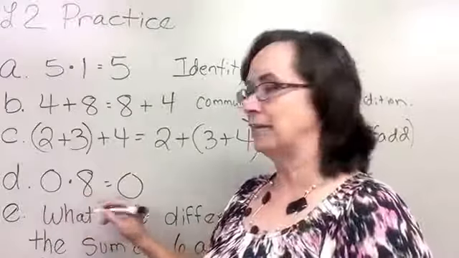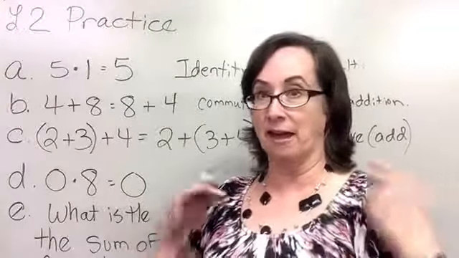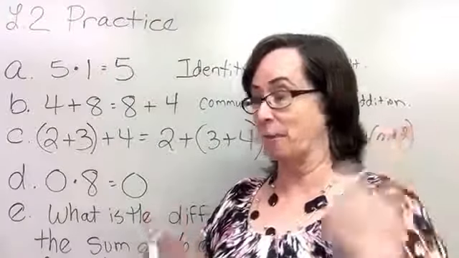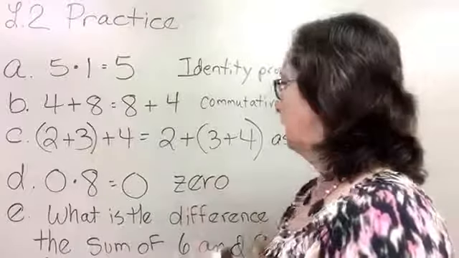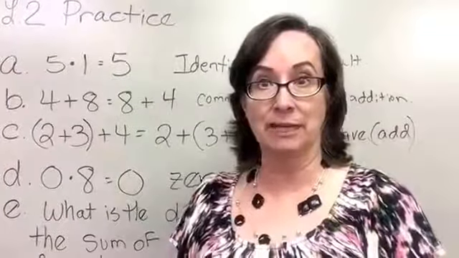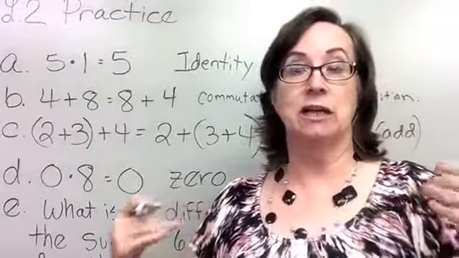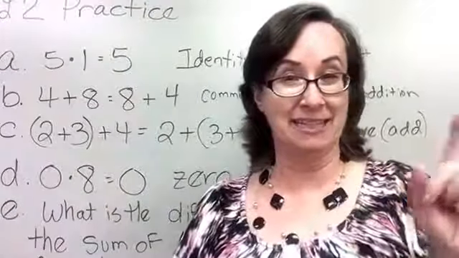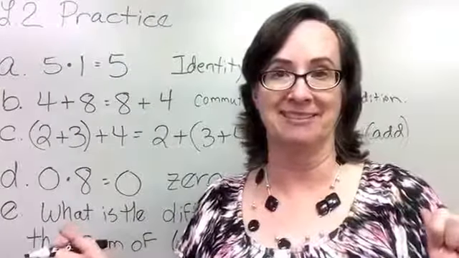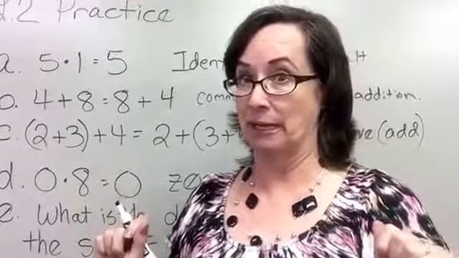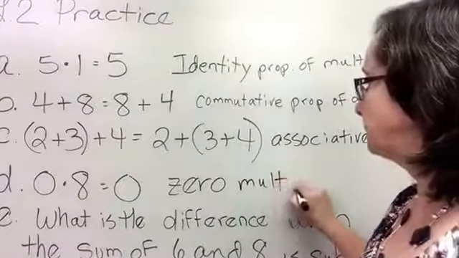0 times 8 is 0. Well, there's a lot of zeros in there. That must be the zero property. Okay, any number times 0 is 0. And it's the zero multiplication property. It doesn't work for addition because remember when we add 0, it's an identity property. Okay, so this is the zero multiplication property.